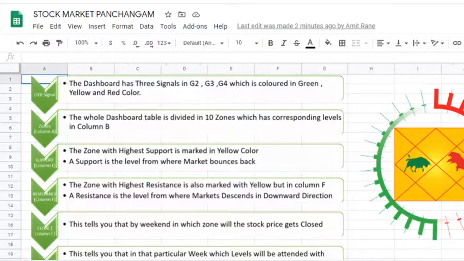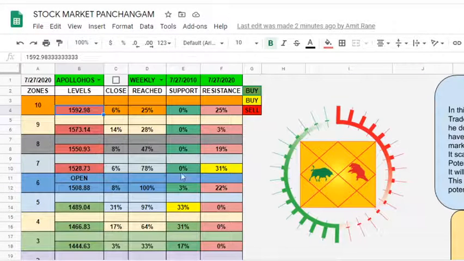Okay, then support, right? The zone with the highest support in column E is marked in yellow color. A support is the level from where the market bounces back, right? So you go to the support column. This is the support column. Column E is the support column.